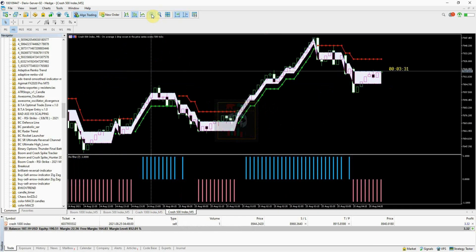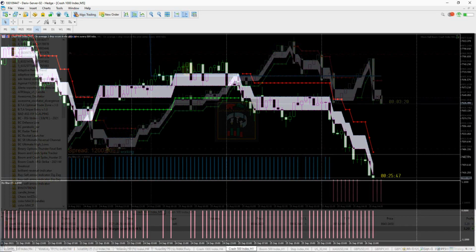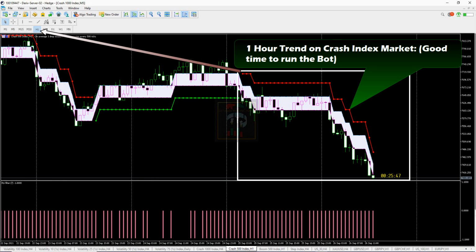You can use higher time frames, like 15 minutes to 1 hour charts, to determine the overall trend. On Crash Index, look for downtrend momentum on 1 hour chart. When the trend coincides with the 5 minutes chart, start looking for good setups to run the Moon Cell robot.